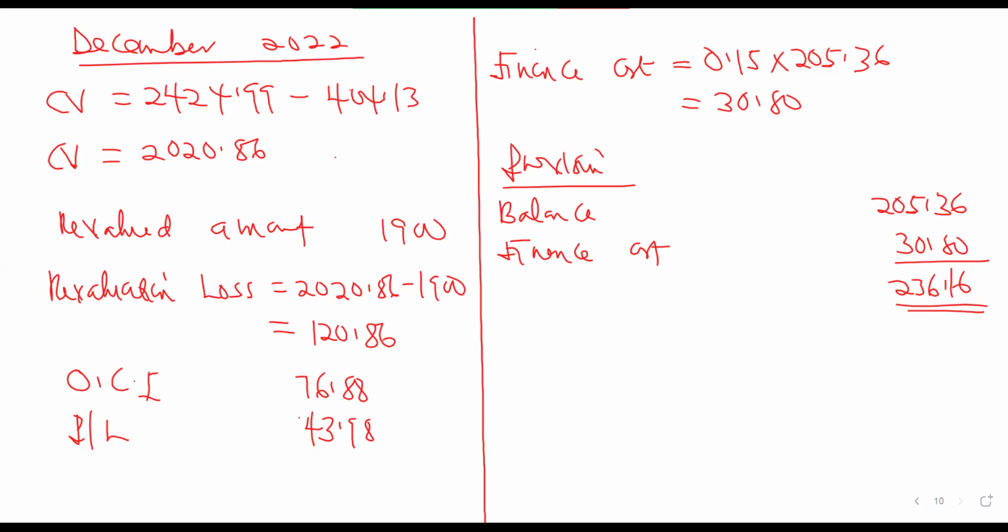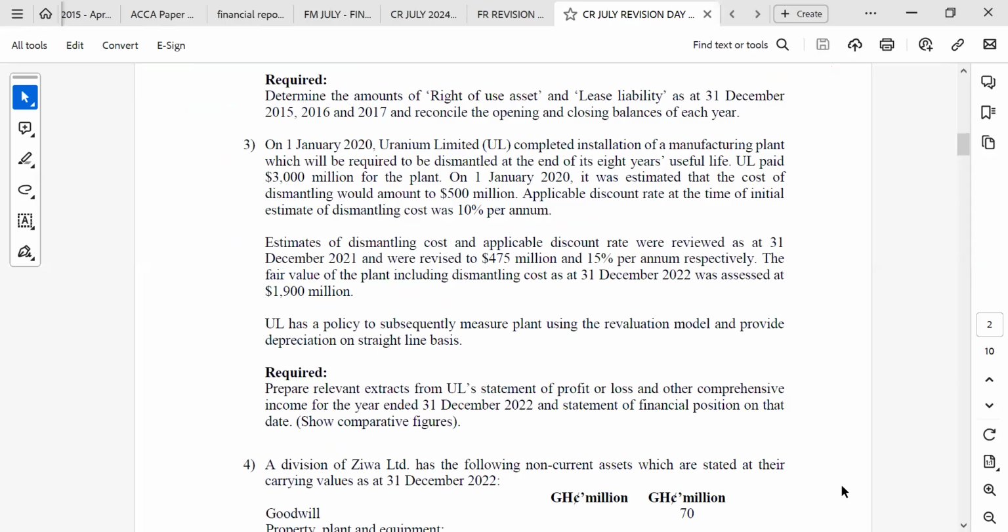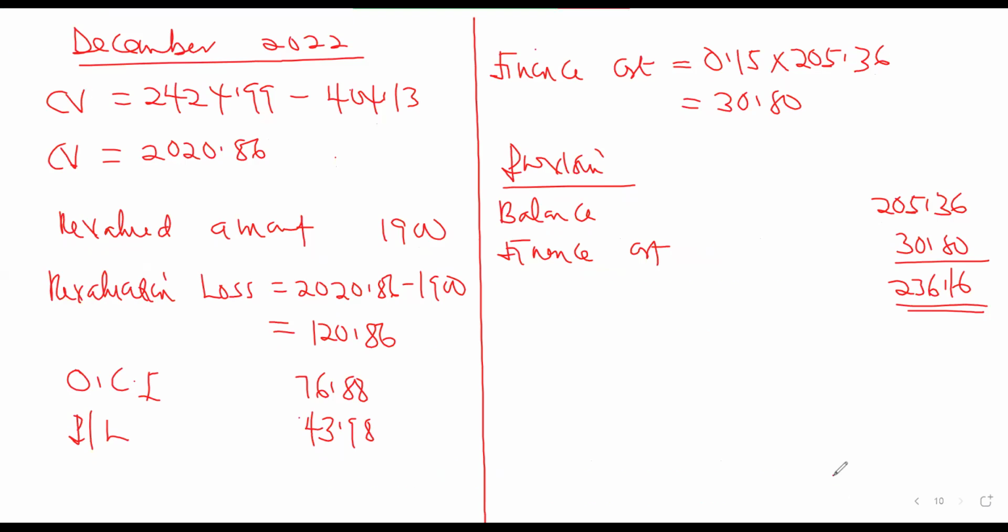Let's now come to the requirement of the question. Prepare relevant extracts from the statement of profit or loss and statement of other comprehensive income for the year ended 31 December, and statement of financial position as at that date. So let's do the statement of profit or loss. They say we should show comparative figures, which means that we show the current year with the previous year figures. So we have 2022 here, 2021 here, then 2020 here.